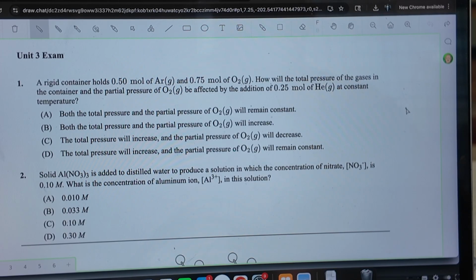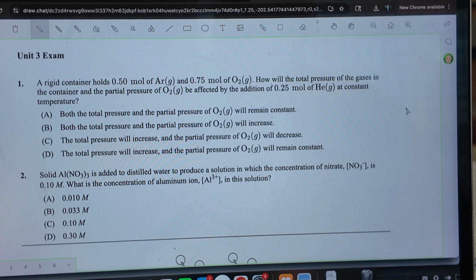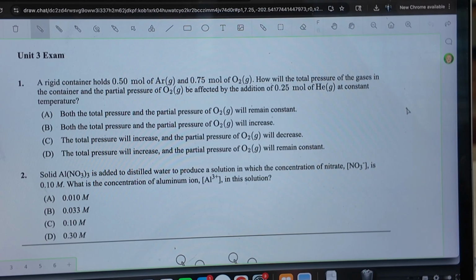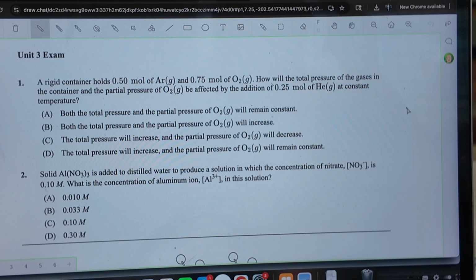So this first question says, basically we're adding helium to a rigid container. It says a rigid container holds 0.5 moles of argon and 3/4 of a mole of oxygen. How will the total pressure of the gases in the container and the partial pressure of oxygen be affected by the addition of 0.25 moles of helium at constant temperature? Both the total pressure and partial pressure of oxygen will remain constant. Both the total pressure and partial pressure of oxygen will increase.